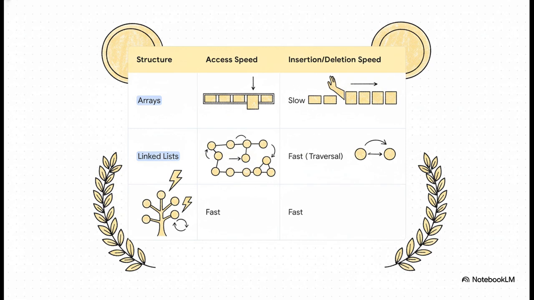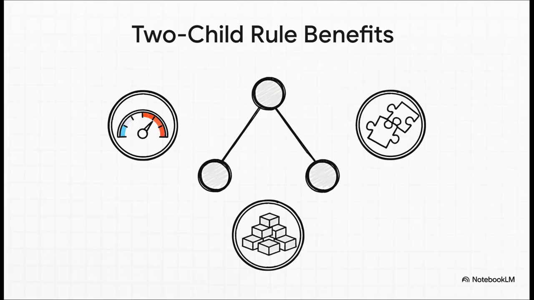Then you've got linked lists. They're the opposite. It's easy to add or remove links, but finding something takes forever because you have to go one by one. And then you have trees. They give you the best of both worlds, fast access and fast changes. That simple two-child rule makes everything easier because you only ever have to think about left or right. The logic for finding things, for adding things, for deleting things, it all becomes way simpler and faster.